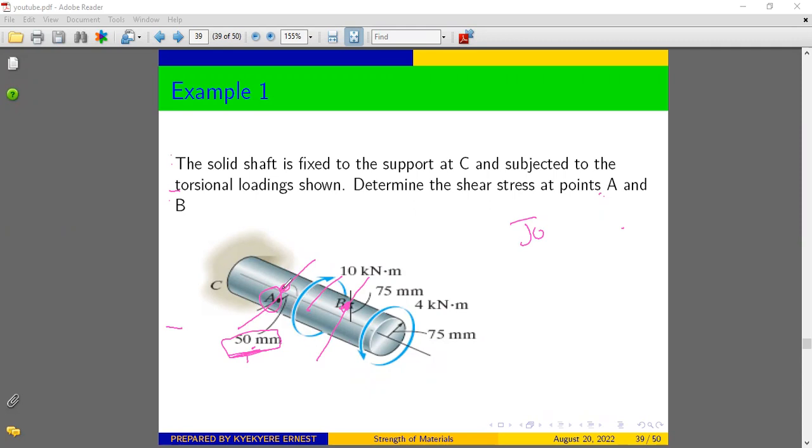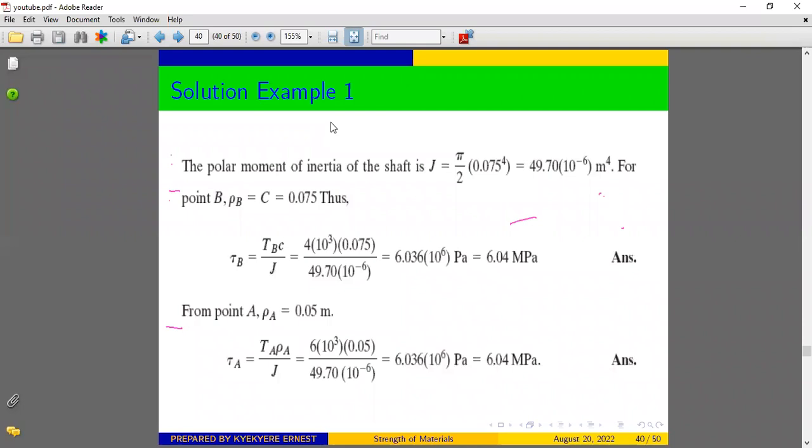So from here, let us look at how we are going to solve our problem. So from the question, first of all, we need to find the polar moment of area. The formula for finding the polar moment of area for solid shafts. When I talk about solid shafts, I'm talking about a shaft without any hole in it. So the formula for finding the polar moment is J equals pi on 2, R raised to the power 4.